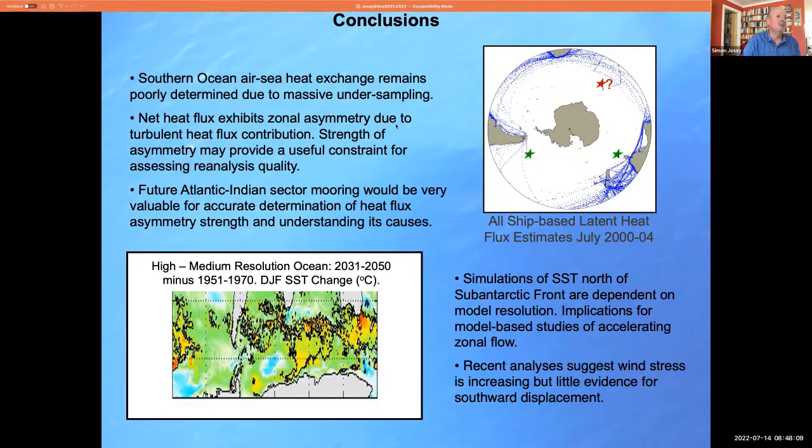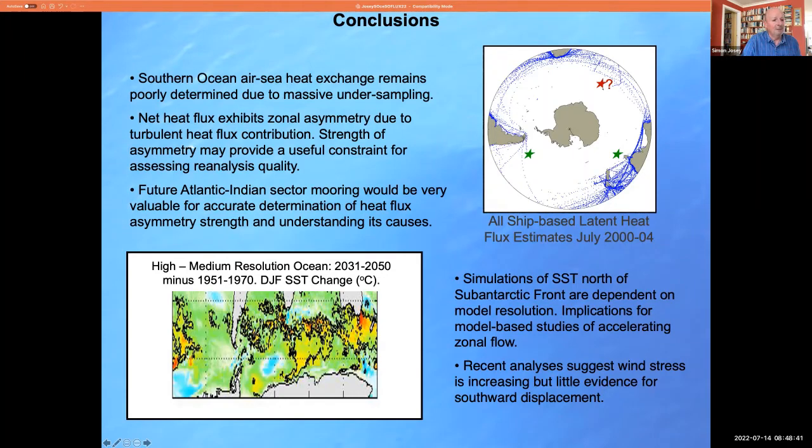So conclusions: we still have the massive undersampling issue in the Southern Ocean. I've been arguing that there is this zonal asymmetry in the net heat flux, and I think it can provide a really useful constraint, and one we should be employing. In order for it to be really, really useful, we've got to get a mooring in the water somewhere, either in the Atlantic sector or in the Indian sector. I've moved it from the earlier slide to make the point that it can be over here as well. But we need one more.